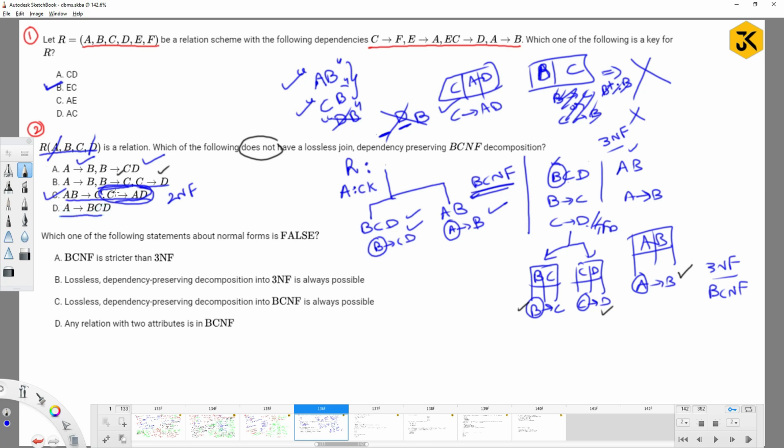Right? Why is the fourth one directly answerable? There is only one FD. Only one FD. That too, A is a kind of candidate key, which is already in BCNF. So I can directly say that lossless is happening as well as dependency preserving is also satisfied. So option C is the wrong one.